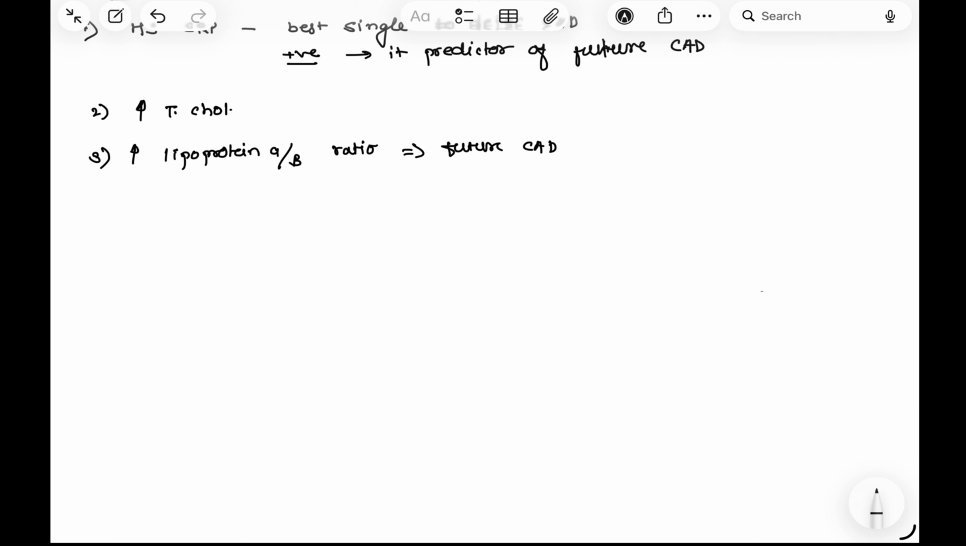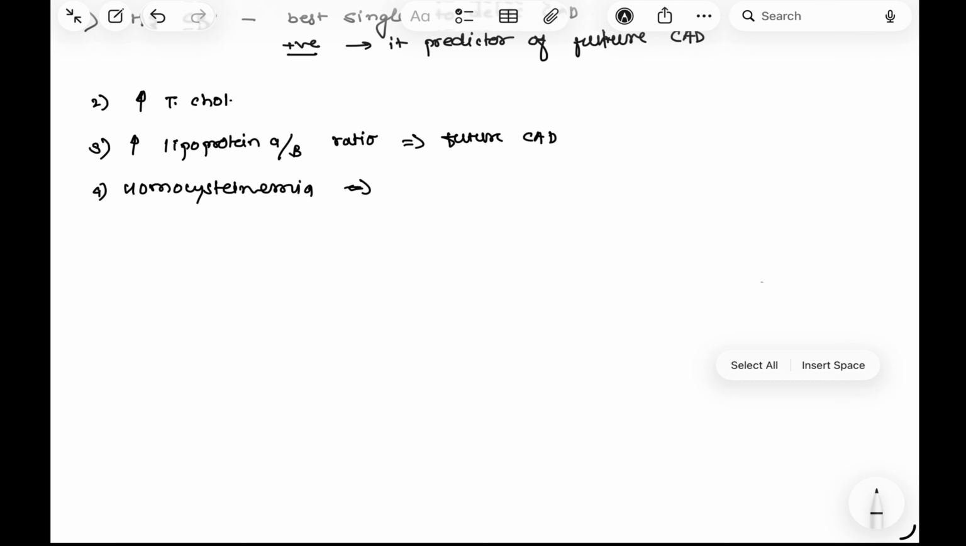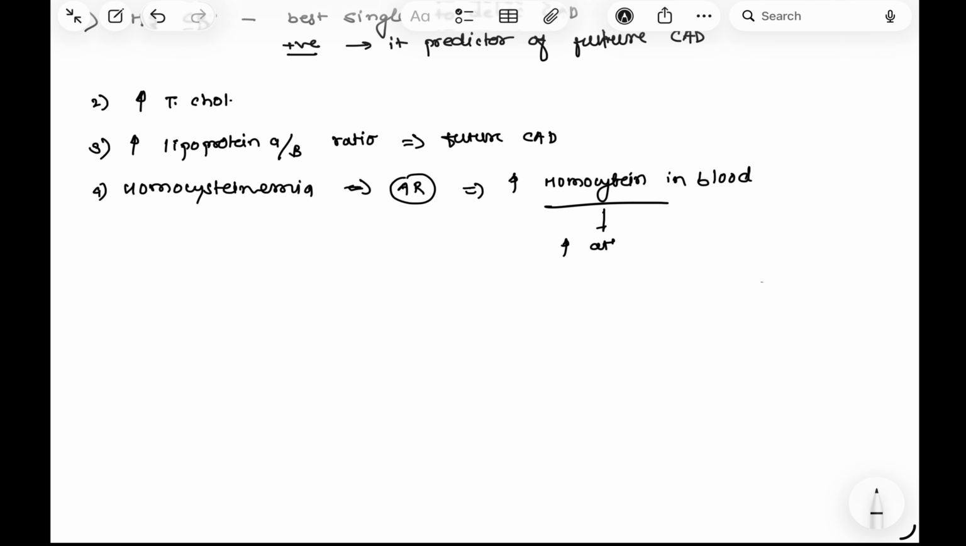Now there is one thing like homocystinemia. What we get in homocystinemia is that it is an autosomal recessive disease, and in this case there is a high homocysteine in the blood which increases atherosclerosis.